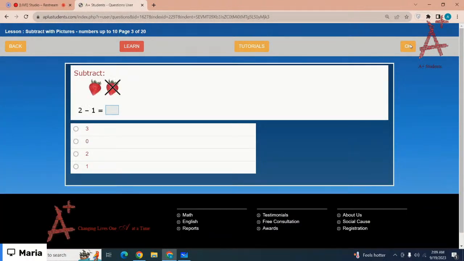Okay, the next one is you have 2 strawberries, right? You can see one of them is crossed. So how many strawberries are you left with? Yes, only one, right? 2 take away 1 is 1. You have to count the one that is not crossed, so you are left with just 1. The correct option is 1.